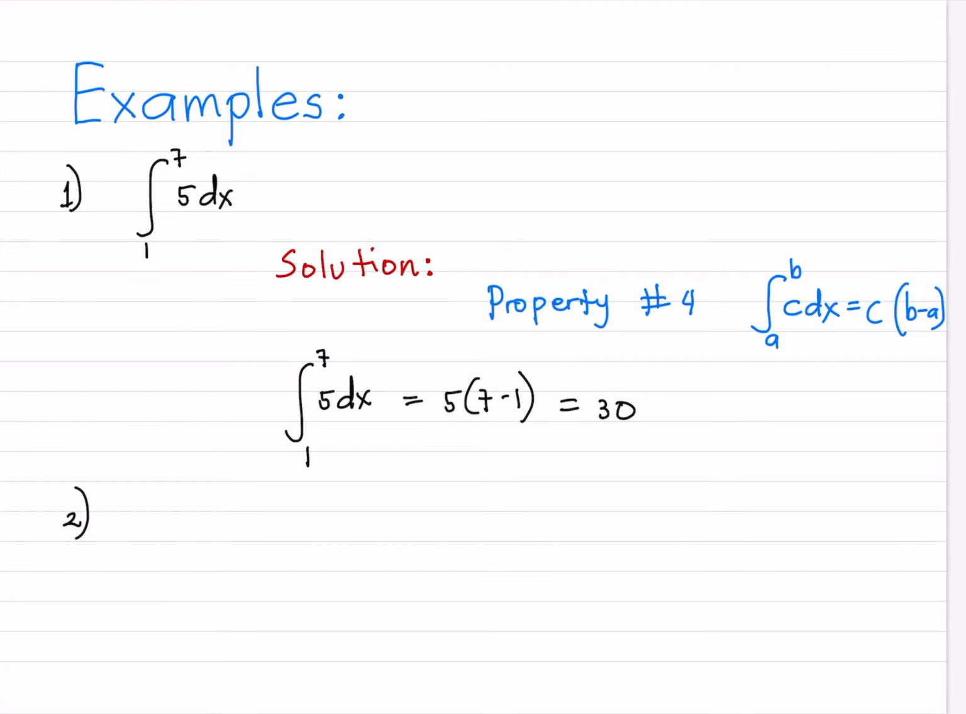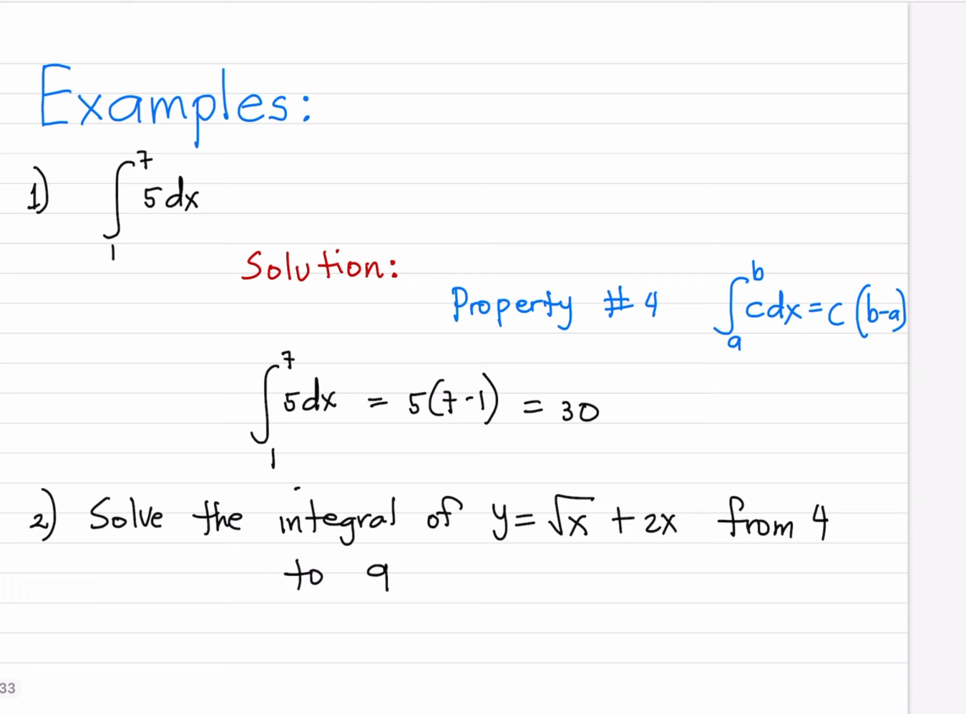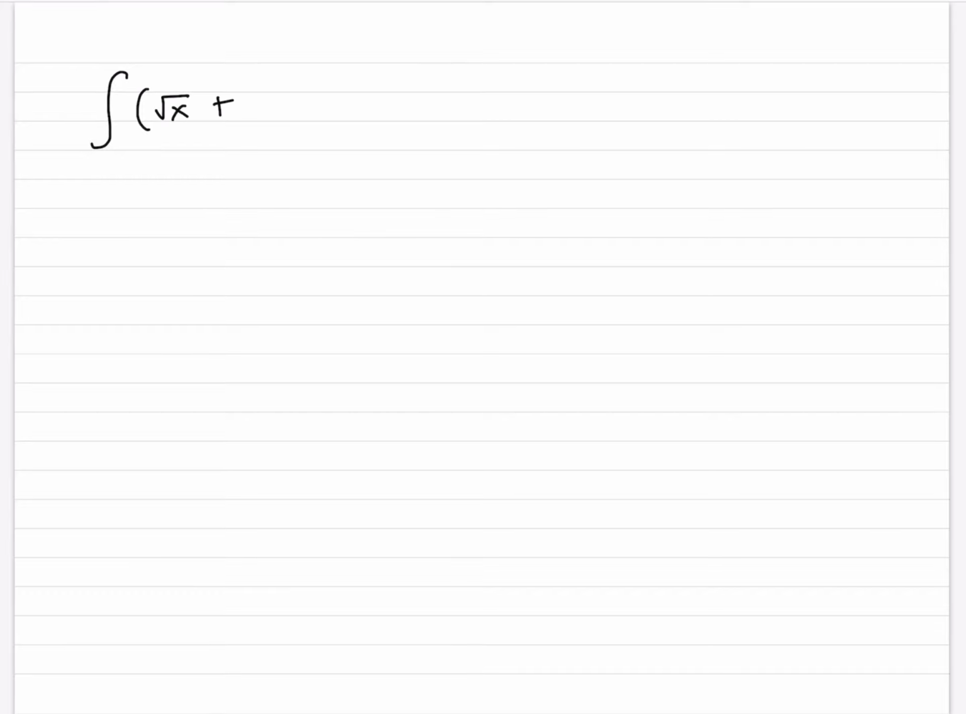Problem number 2 says solve for the integral of y is equal to the square root of x plus 2x from 4 to 9. Now we can rewrite this as the integral of the square root of x plus 2x dx evaluated from 4 to 9.